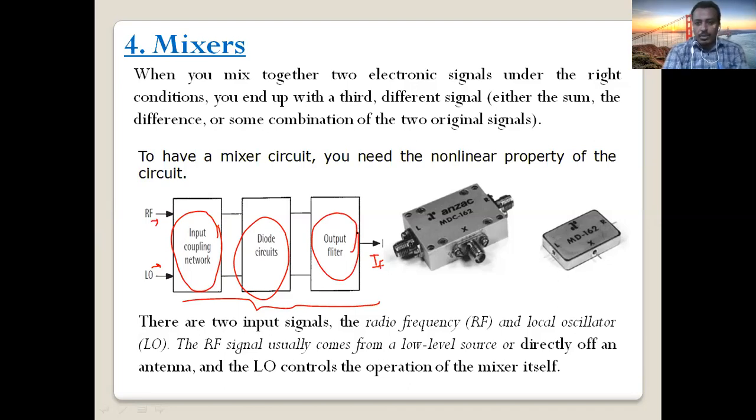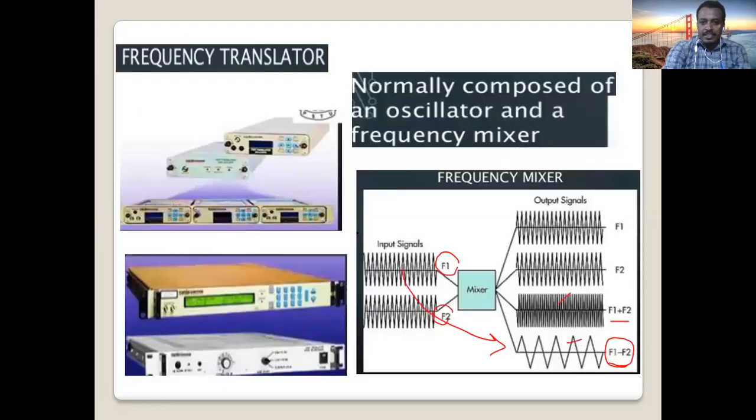Why do we need this output filter inside a mixer? Mixers have one problem. After mixing F1 and F2, when you see the output of the mixer, you can find the signal with F1, not mixed but transmitted directly, and F2, another output. Here you get the summation, F1 plus F2, what we need for the up converter mixer. F1 minus F2 is the output we need for the down converter. But all these outputs exist in the output because of the nonlinear property of the mixer. This nonlinear property generates these unwanted frequencies. We call them image frequencies.